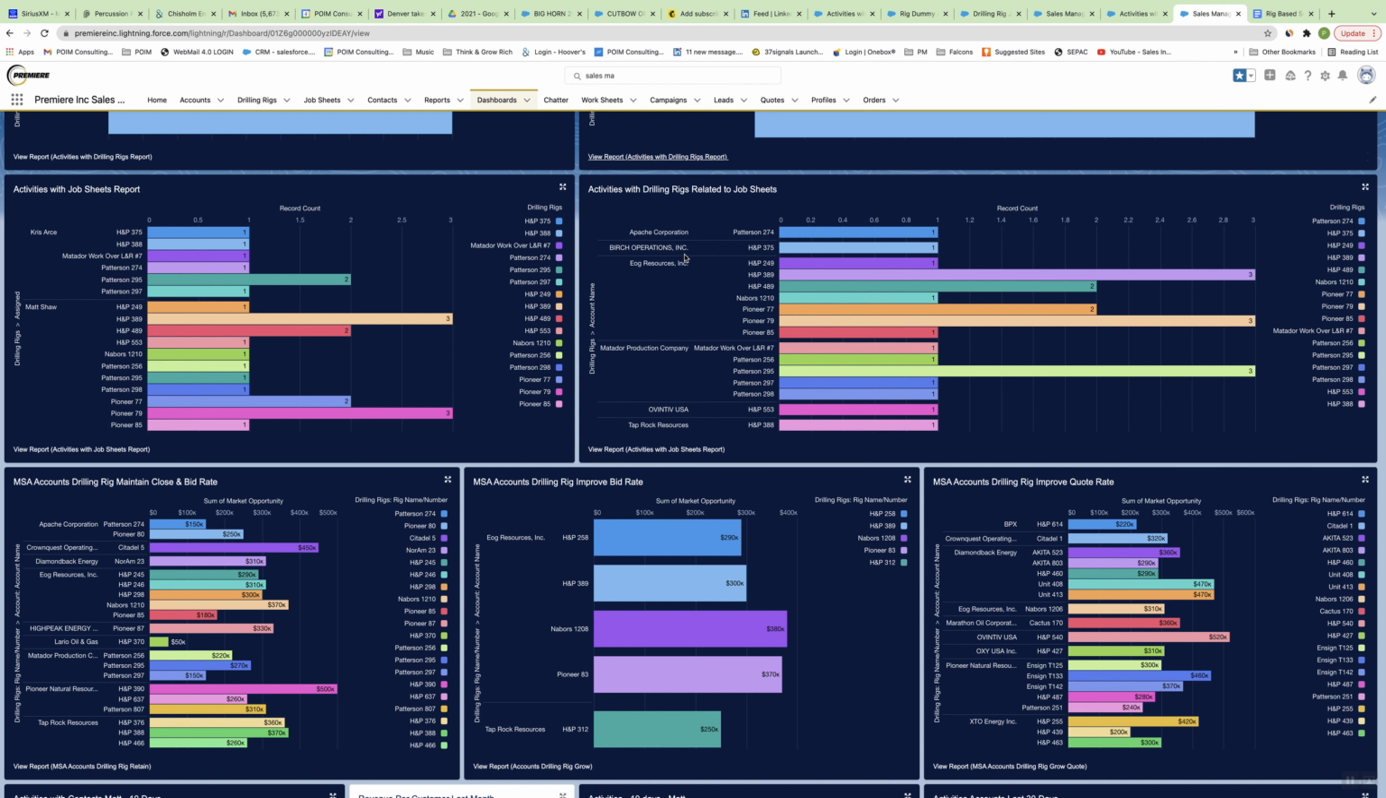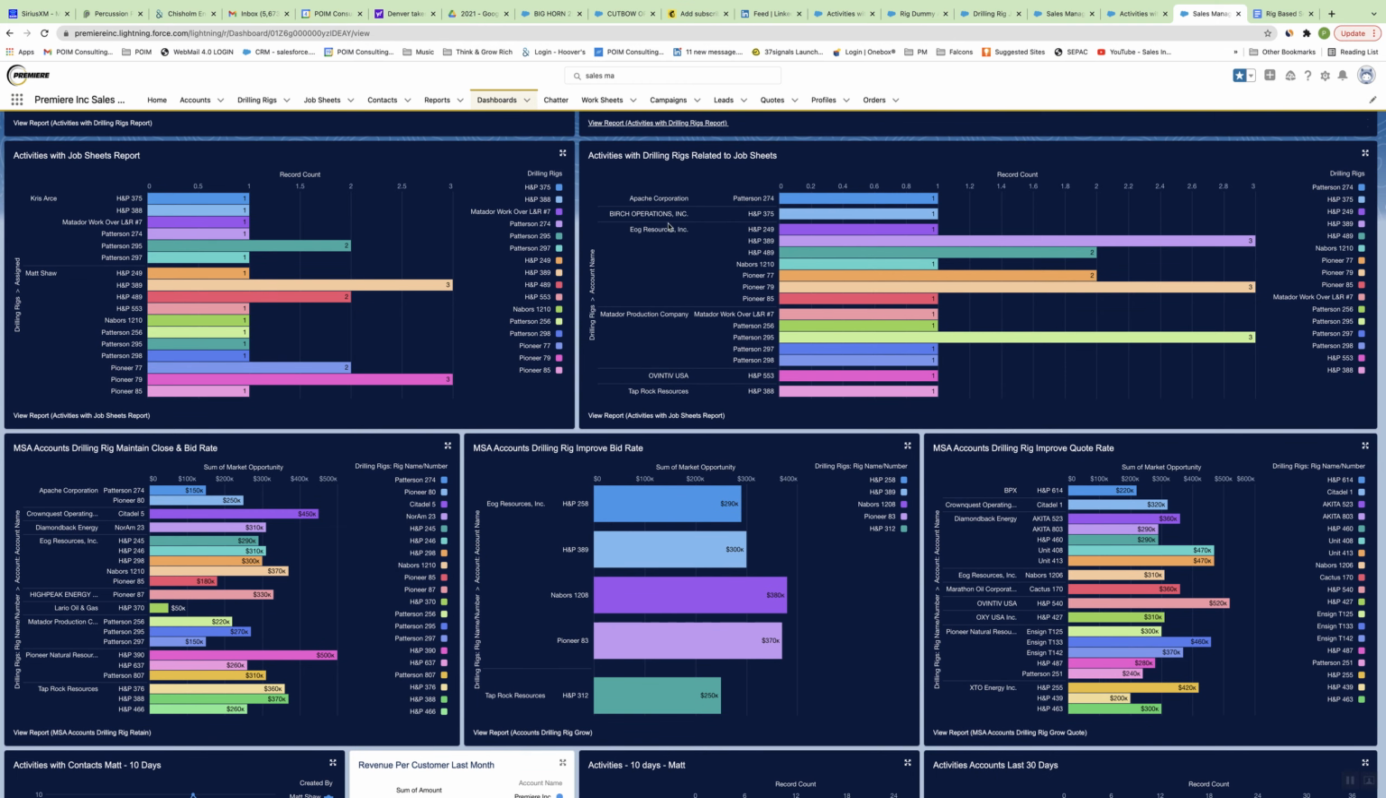We've got Birch operations. I look over on our retention side of it, and I don't see it there. So this could come into a new category. I'll go in and take a look at this one specifically. EOG. So we look at 249. I look down the list, and I don't see 249 here.